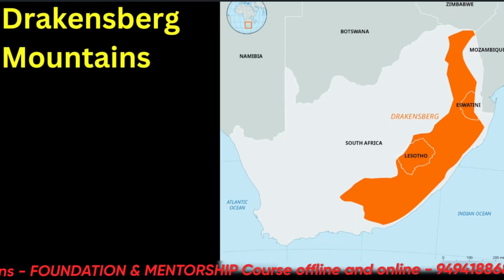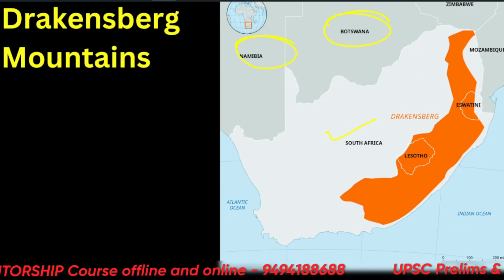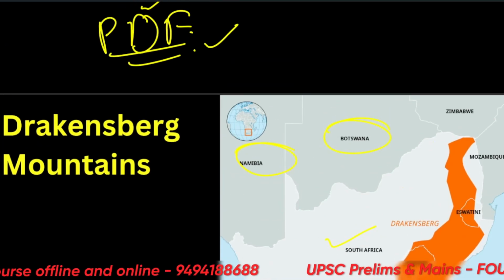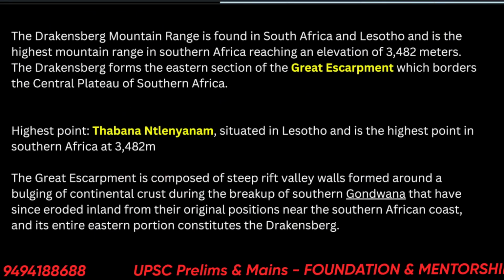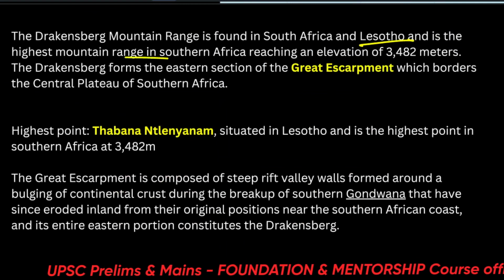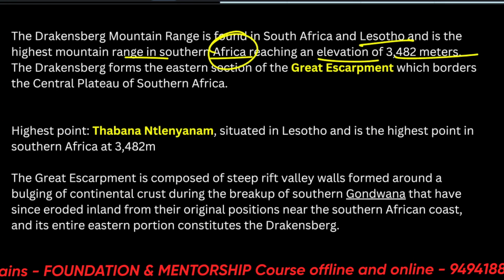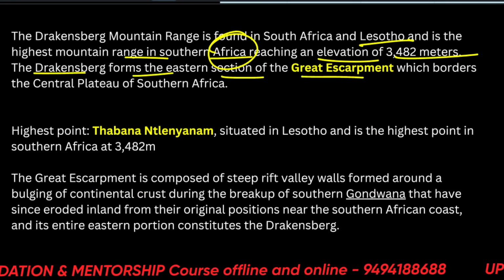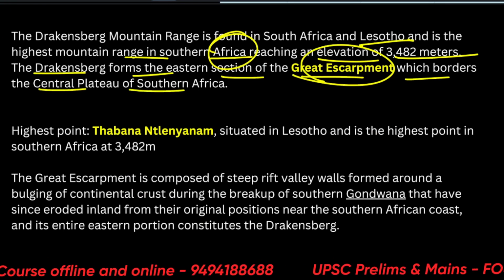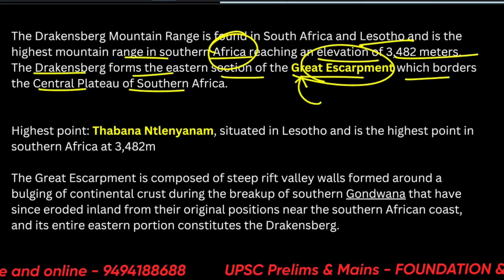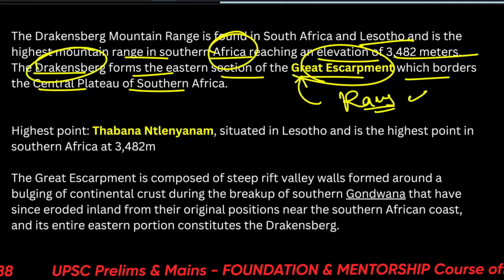So the Drakensberg, we have already seen it. It's in South Africa. Just see the countries: Botswana, Namibia, South Africa, Zimbabwe, and Mozambique. Alright. So it's found in South Africa and Lesotho, and it's the highest mountain range in Southern Africa. So this is Africa, please remember, not America, okay? The Drakensberg form the eastern section of the Great Escarpment, which borders the central plateau of southern Africa. So this is a mountain range actually, this Great Escarpment. Alright, and this is the highest mountain system of this.